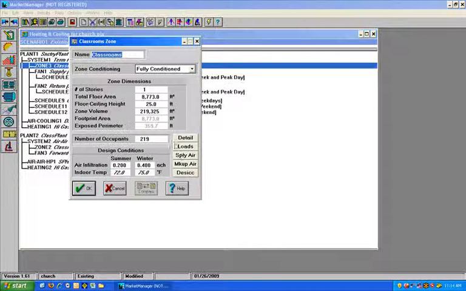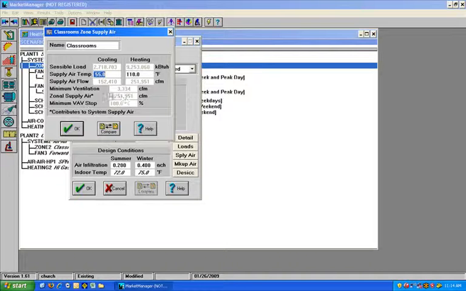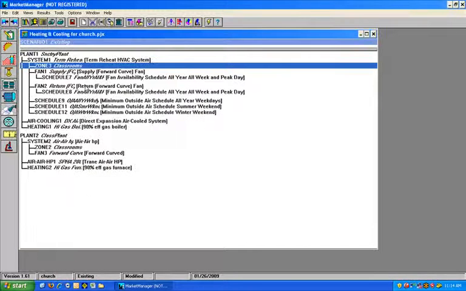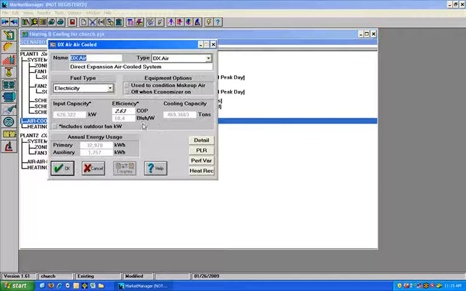Okay, and then you would put those, of course, right here in the zonal supply air. If you have a VAV system, then your minimum VAV stop is going to go right here. We don't have one, that's why it's at 100. Okay, that's it for the zone form. Let's go to the air cooling form.